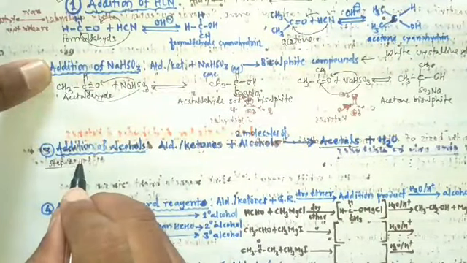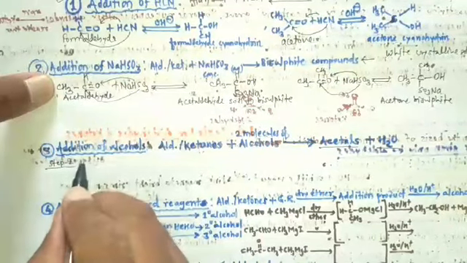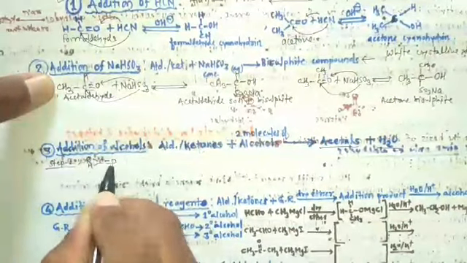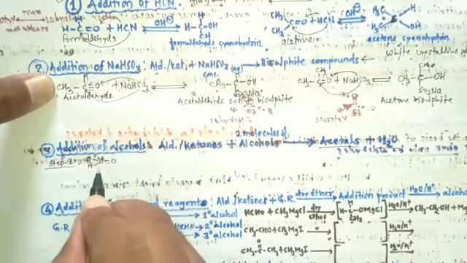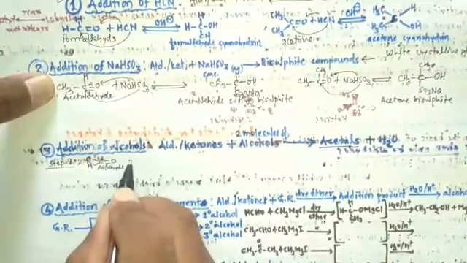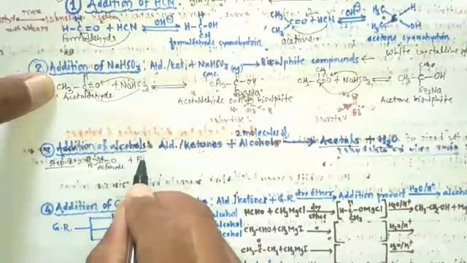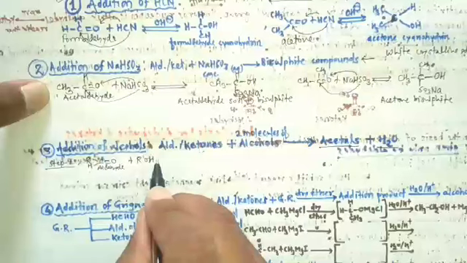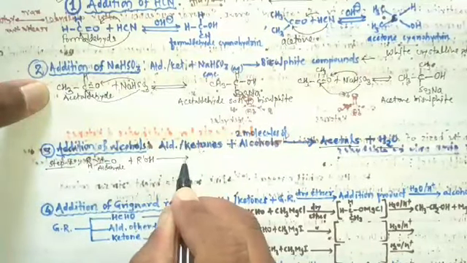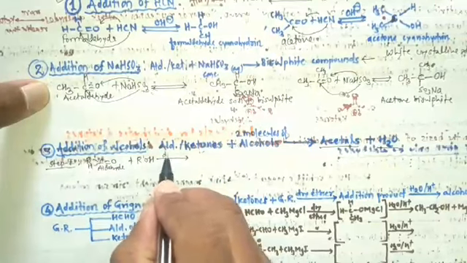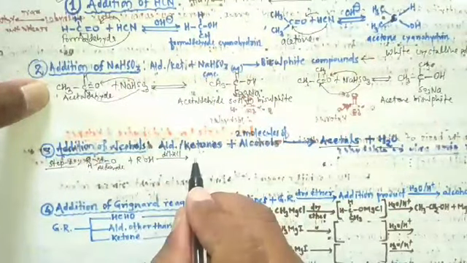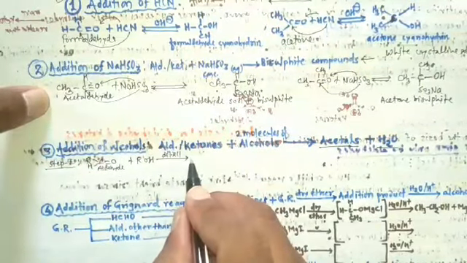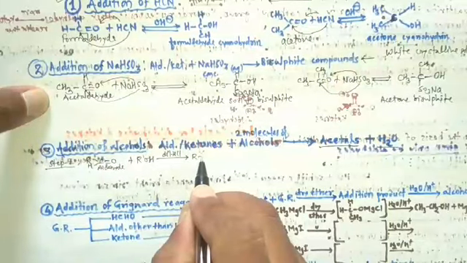So here in step first, aldehyde, that is RCH double bond O, is reacted with one molecule of alcohol, and the reaction is carried out in presence of dilute HCl. Then here alkoxy alcohol is formed, and it is also known as hemiacetal. So alkoxy alcohol is formed.